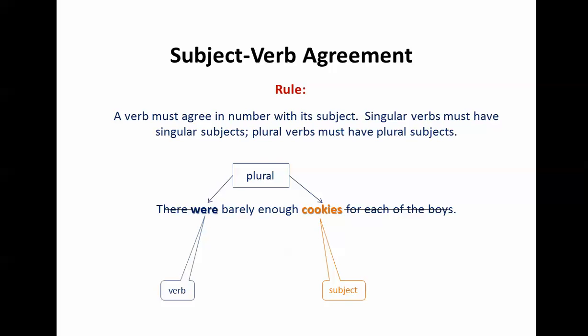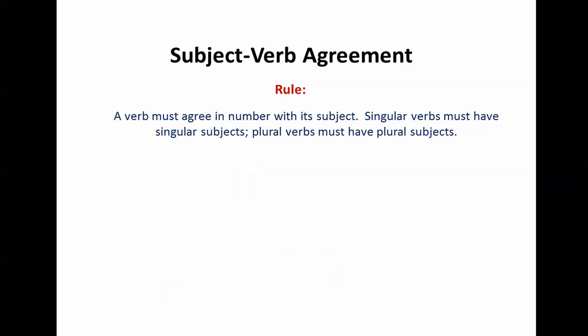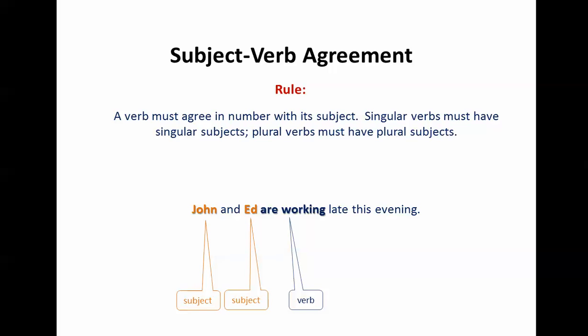Put simply, and should be thought of as a plus sign. Like this. John and Ed are working late this evening. The verb is are working. The compound subject is John and Ed. Since the and functions as a plus sign, John plus Ed equals 2. So we do use a plural verb, are working.